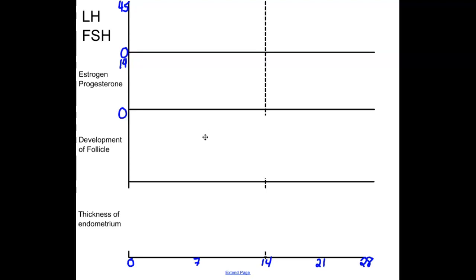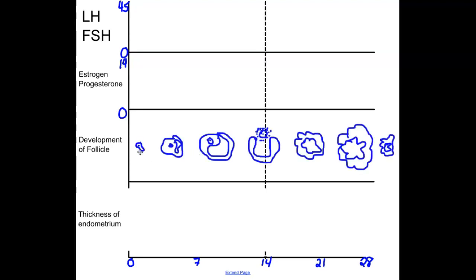So development of the follicle would look like this. So starting with the small follicle, and then it develops, and then on day 14 it would release the ovum and then turn into the corpus luteum, and then eventually the corpus luteum would degenerate and get smaller.